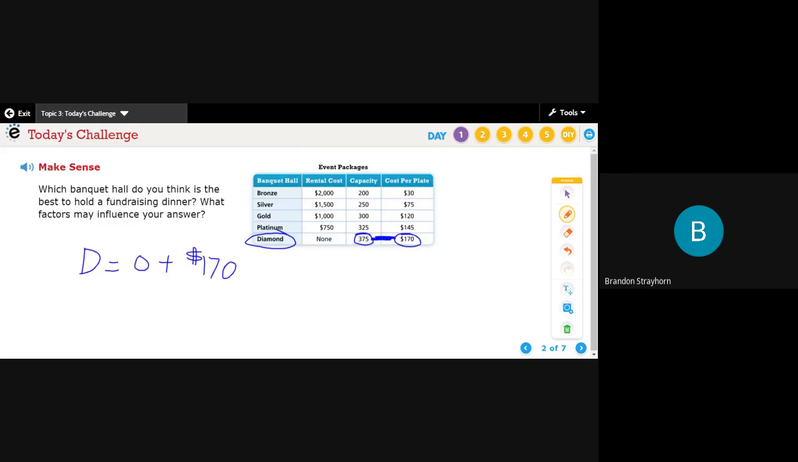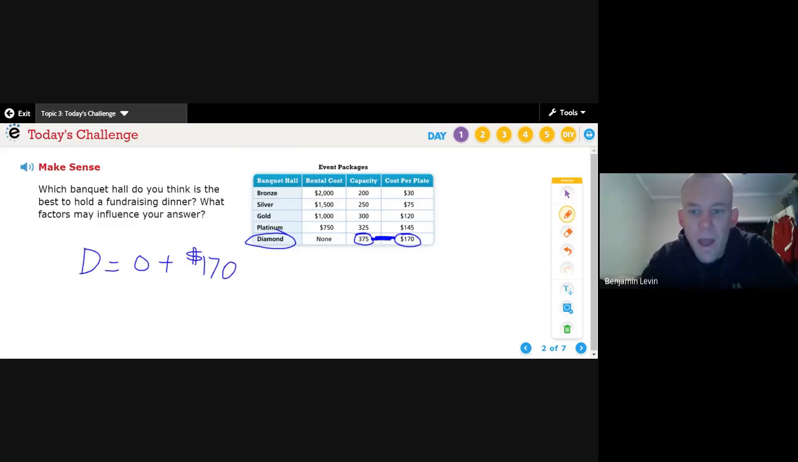Do we add? We don't add, because that would get really repetitive, right? We would have to add 170 375 times. There's 375 people, and each one of them gets charged $170 for their meal and drinks. So does that kind of tip you off? Does that give you a hint? Instead of adding, we're going to do something that makes it really easy to add large numbers.